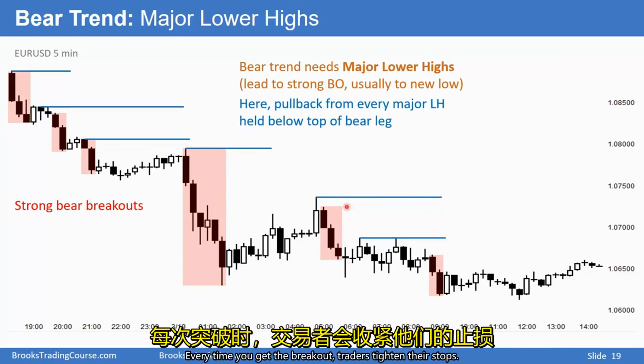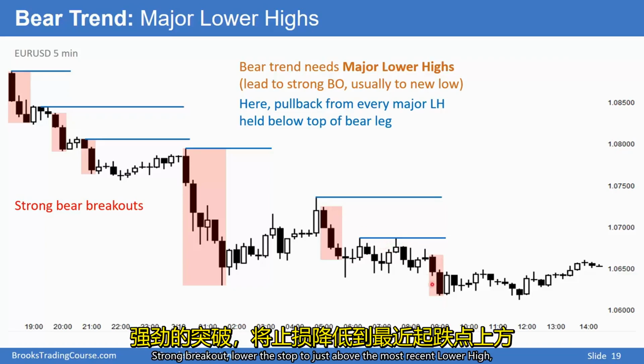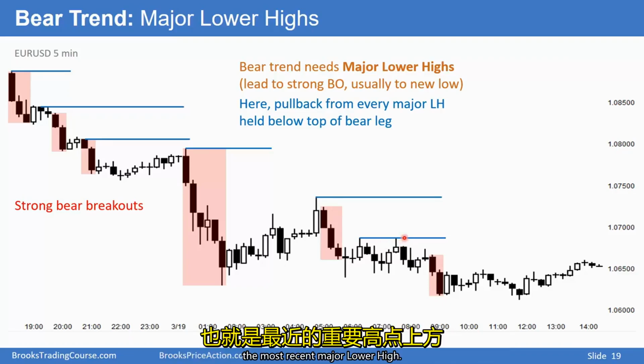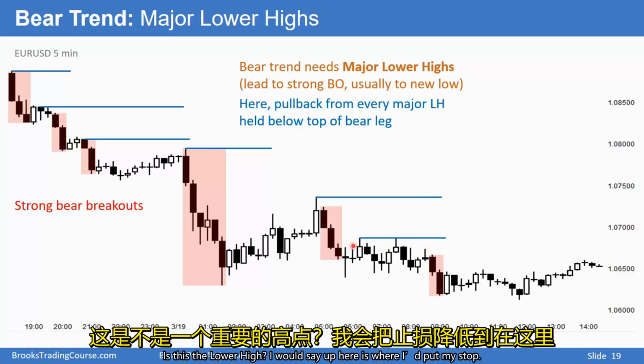Every time you get the breakout, traders tighten the stops. Strong breakout, lower the stop to just above the most recent lower high, the most recent major lower high. Is this the lower high? I would say up here is where I'd put my stop.